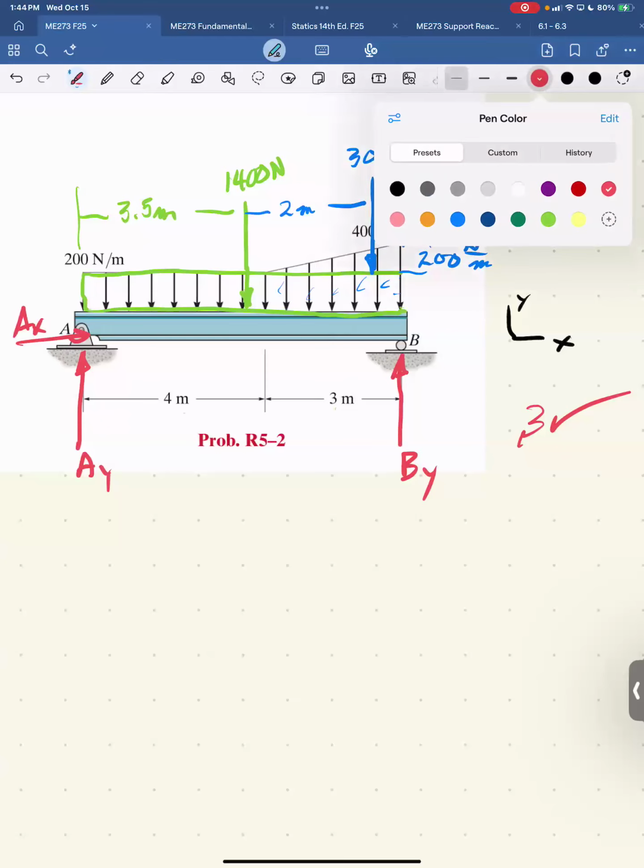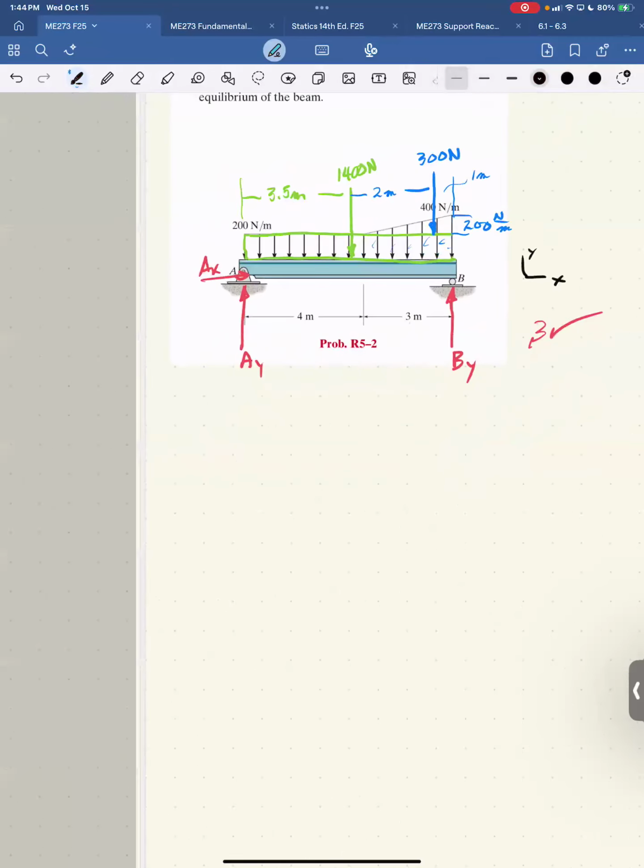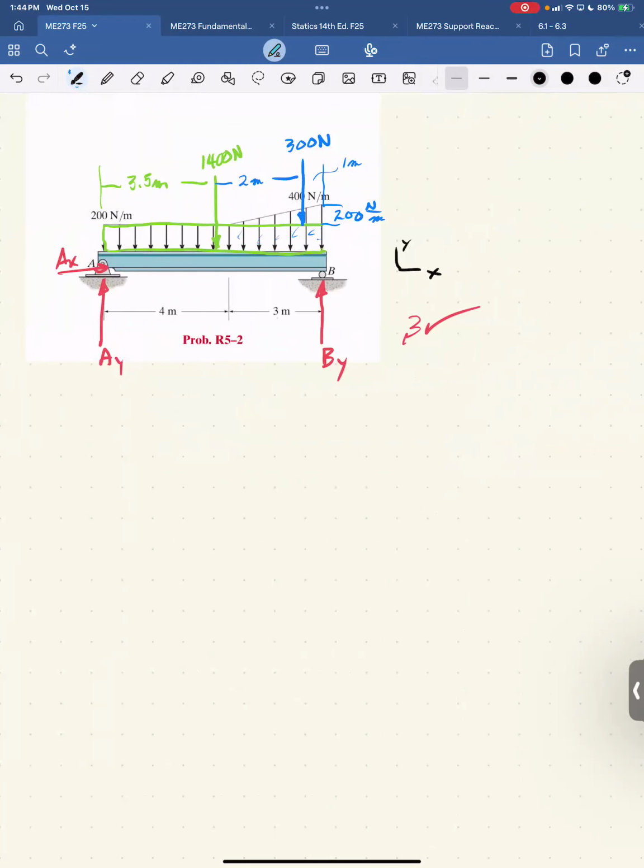Next step, choose a point where when you sum the moments, most of the unknowns go away. In this case, it's summing moments about point A, just like in the previous one. So that's what we'll do first. Summation of moments about A is equal to 0. Let's take the 1,400 Newton one first. It's 3.5 meters away and it wants to go clockwise, right? So it's a negative moment. So this is minus 1,400 times 3.5.